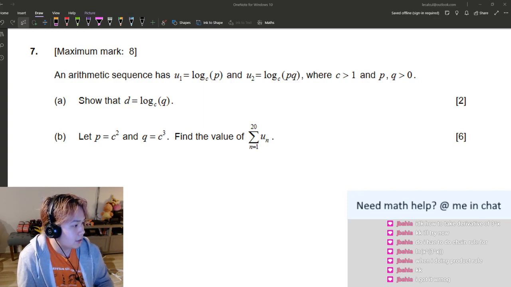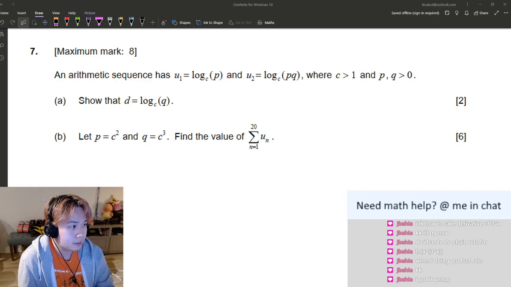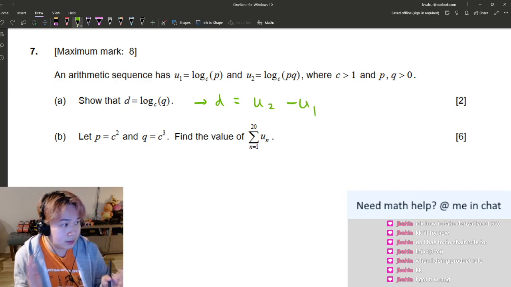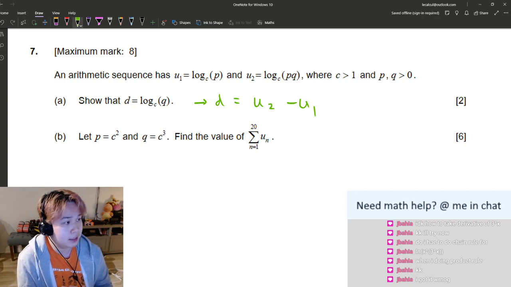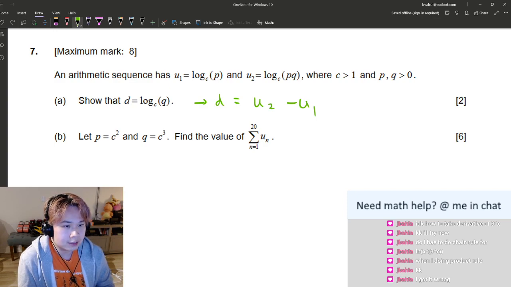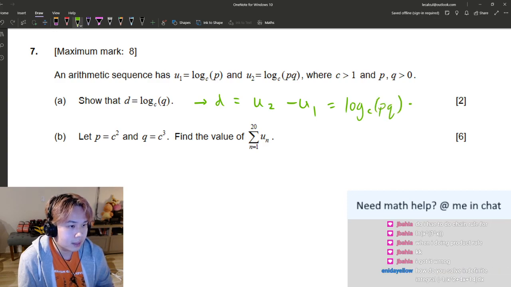Okay, so this is easy enough to do. There's lots of ways you can show this, but the most basic way is your common difference should be u2 minus u1, or you subtract any two consecutive terms in your sequence, and that should be the common difference. From there we can just use log rules, because we know that u2 is log c of pq, and then we subtract u1, which is just log c of p.